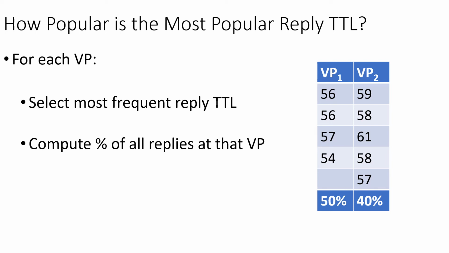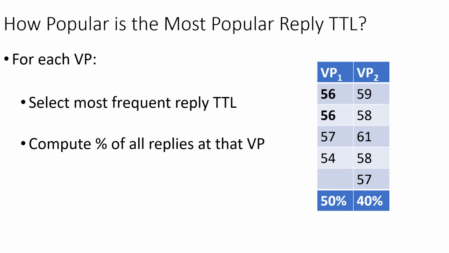After pinging all of the addresses in the Common Successor groups, I tried to get a sense for the reply TTL space in these experiments. What I did was for each vantage point, I selected the most frequent reply TTL and then computed the percentage of all replies at that vantage point accounted for by that most frequent reply TTL. Now I recognize that was a confusing sentence, so I'll try to explain it through an example.